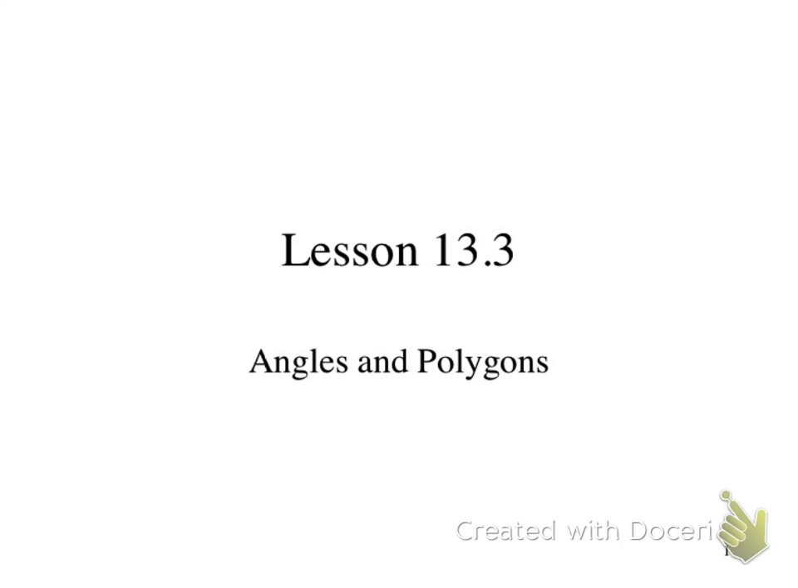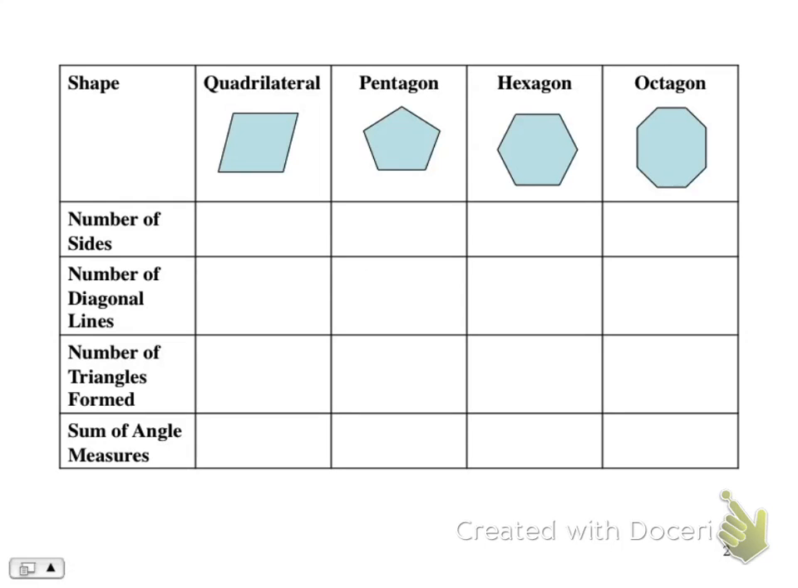Lesson 13.3, Angles and Polygons. We're going to fill out this table. So when we look at a quadrilateral, we want to know how many sides it has. And a quadrilateral, if you count them, has 4 sides.